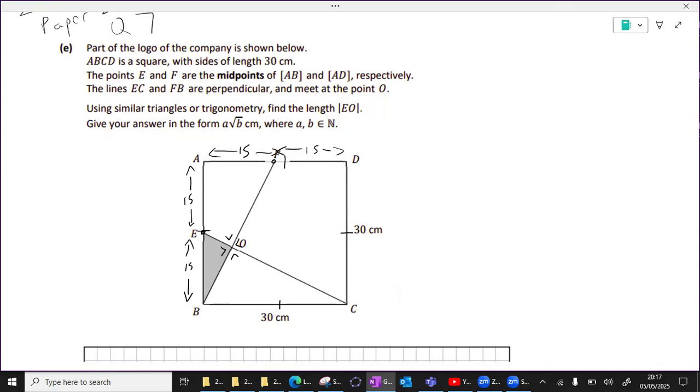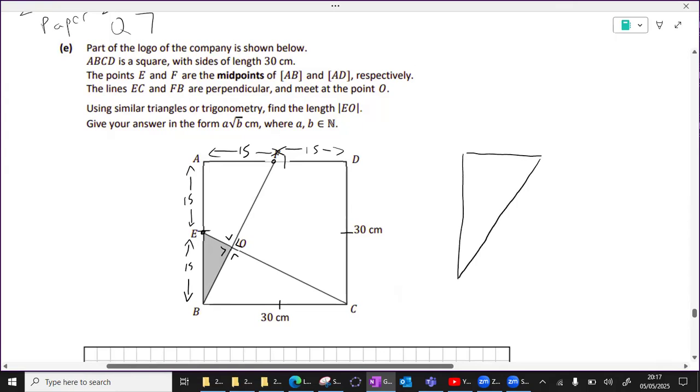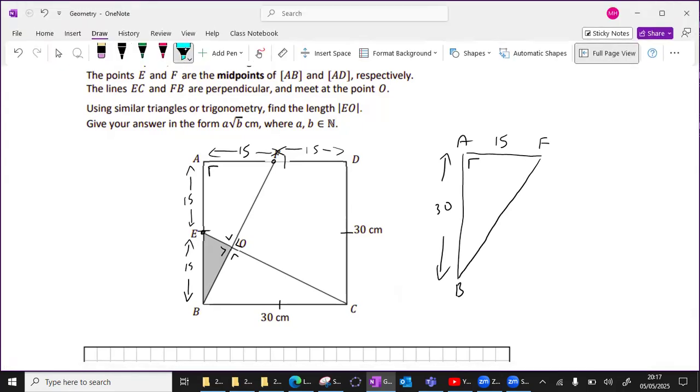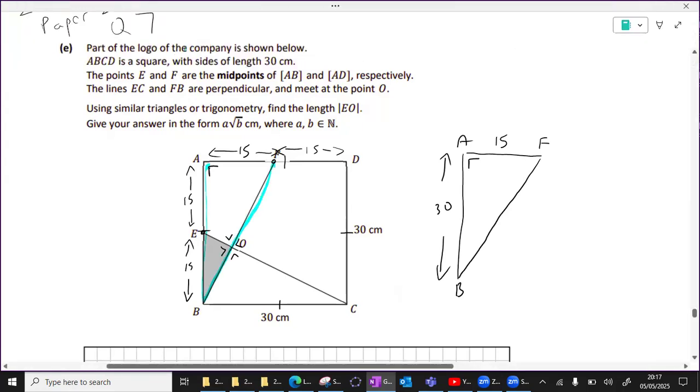So they've basically told us to use similar triangles or trig. So I'm just going to go ahead and use similar triangles. So I'm going to pick out the big guy here first. So A, F, B. So I know this is 15. That's obviously a 90-degree angle because it's a square. Obviously, this is 30 because that was the whole length. So just to be clear, the triangle I'm looking at first is this one, the blue one, the big one.